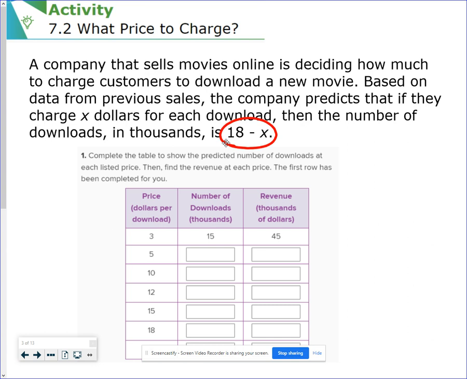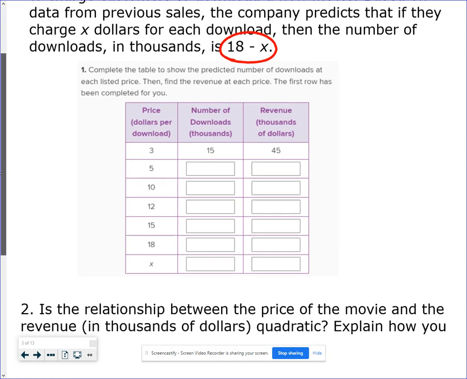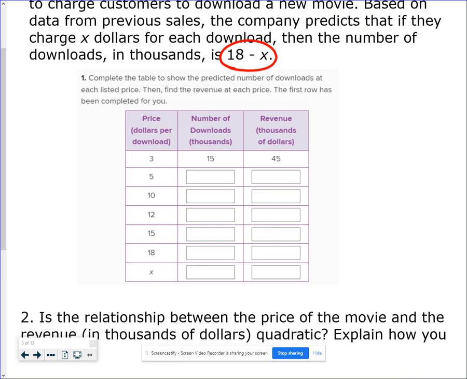So we're going to fill in this table. I'm using that 18 minus x to figure out the number of downloads, and this is in thousands. So remember, I'm substituting into 18 minus x. This is just 18 minus whatever my x number was. So I can go through, let's just figure out the number of downloads. So 18 minus 5 would be 13. 18 minus 10 is 8. 18 minus 12 is 6. And then that's a 3, that's a 0. And if it's just an x, I would just say 18 minus x.